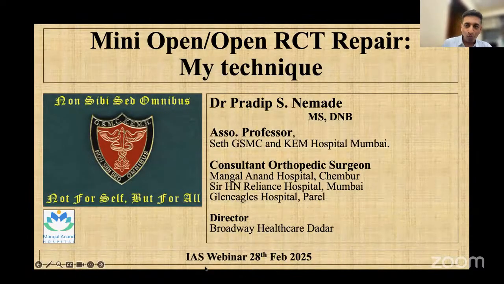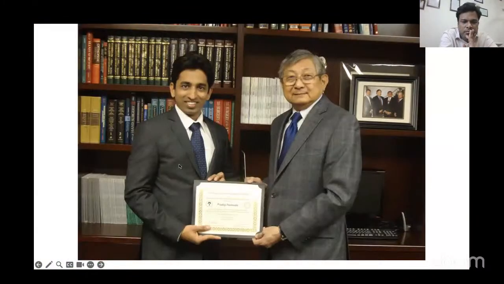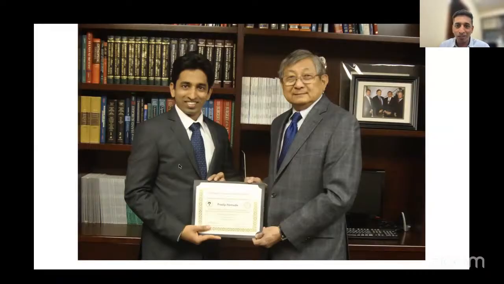Mini open or open rotator cuff repair, my technique. My gratitude towards my teacher from whom I learned the initials of this technique of mini open rotator cuff repair, and then we tried to do some modifications and develop our own technique which is more cost effective in this scenario.